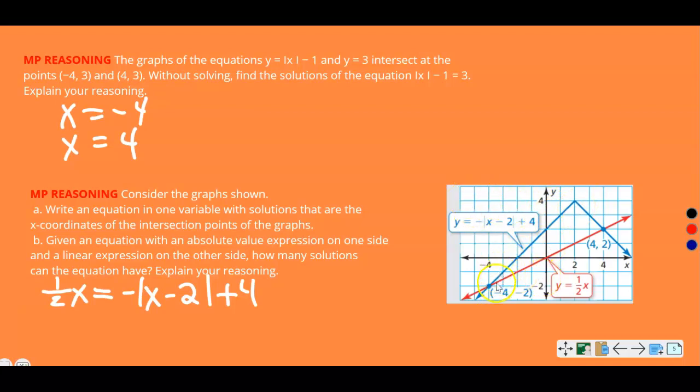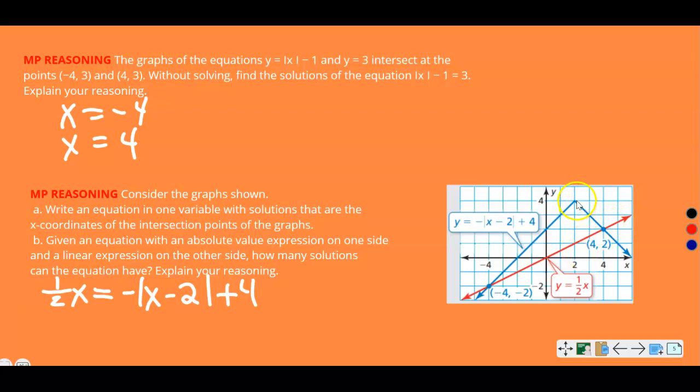All right, they also could have one solution. Let's say the linear equation is a line that comes straight across and hits one time at the vertex of the absolute value. So in that case, they would have one point of intersection, they would have one solution. All right, it also can have 2 solutions as shown here. The line goes through both sides of the absolute value equation, so it could have 2 solutions.